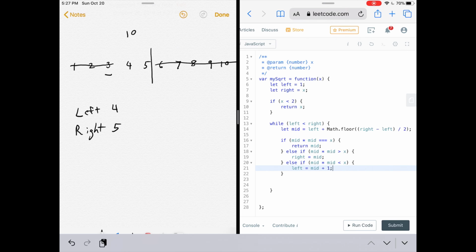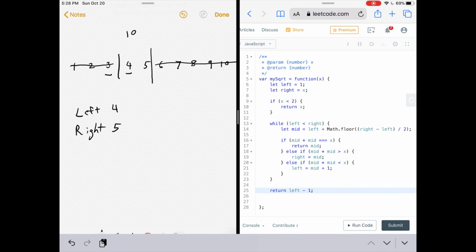What's the midpoint of 4 and 5? It's 4. So you multiply 4 times 4. Does that equal 10? No, it doesn't. It's actually greater than 10. So now we know that we've gone one element too much. 4 times 4 is 16, so we'll have to go down one element to the number 3, because at least that is less than the number 10. So after all of this, we return left, which is the number 4, minus 1.